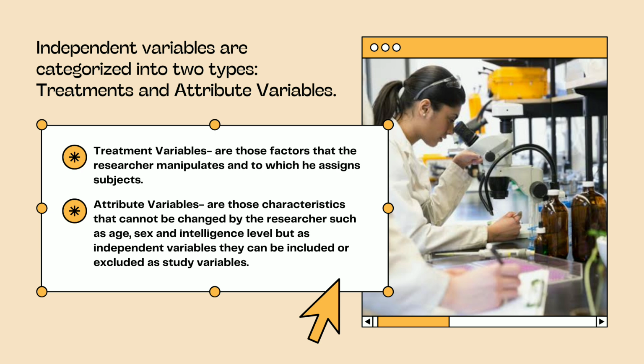For example, if I conduct a study, we need to survey respondents. Then, in the survey, the demographic profile of our respondents cannot be missing, like their name, age, sex or gender, and intelligence level. So these cannot be changed, their age, sex or gender, intelligence level. But as independent variables, they can be included or excluded as study variables in their research.